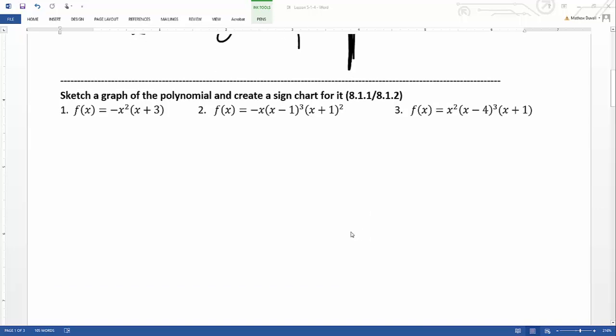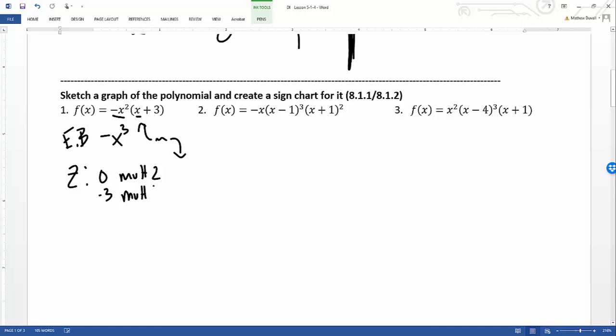All right, sketch the graph and then create a sign chart. Going through this, we're going to have our end behavior. So the leading term is negative x to the third, and so that's going to be this. My zeros with multiplicity are 0 with multiplicity 2, and then negative 3 with multiplicity 1.